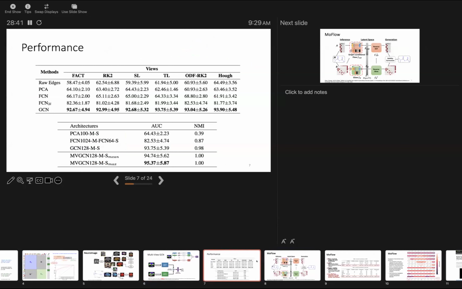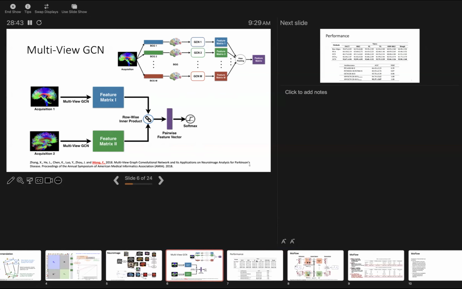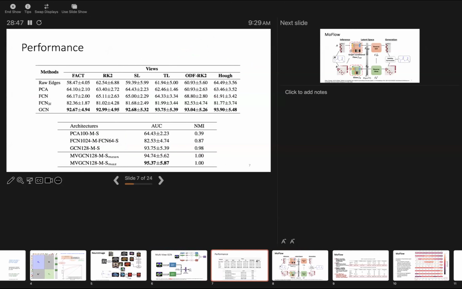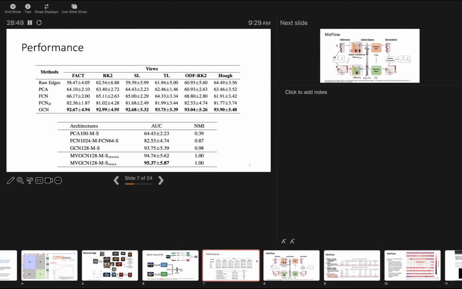So we compared with at that time. This was which year? I remember 2018. So 6 years ago. So we look at, these are different on the top portion. Those different columns are different modalities, and we compare with what if you just use a raw matrix. You do PCA, people in medicine like PCA a lot.